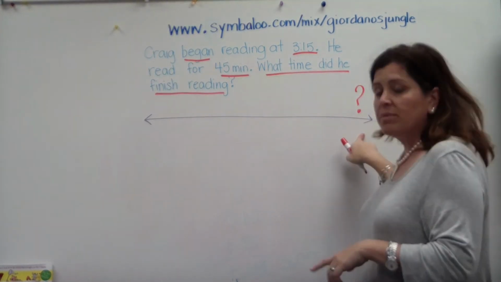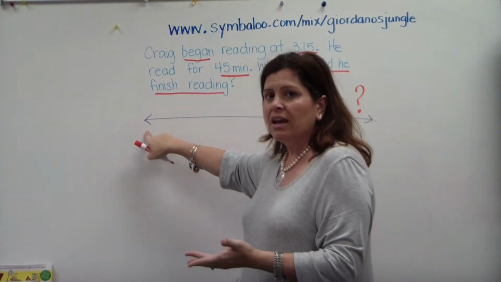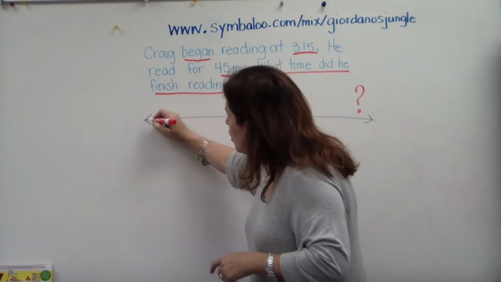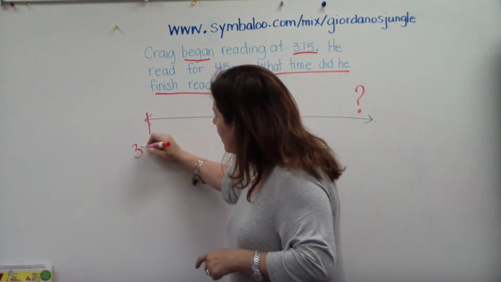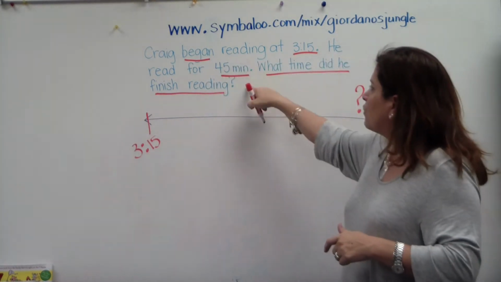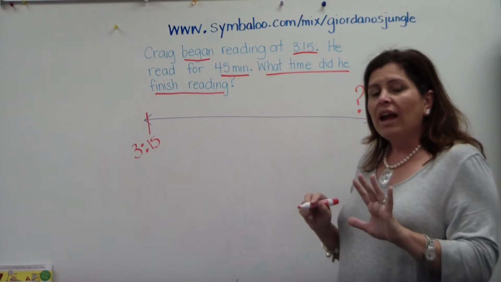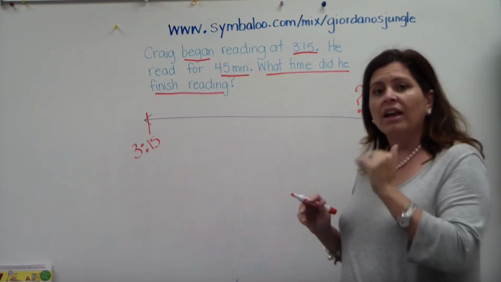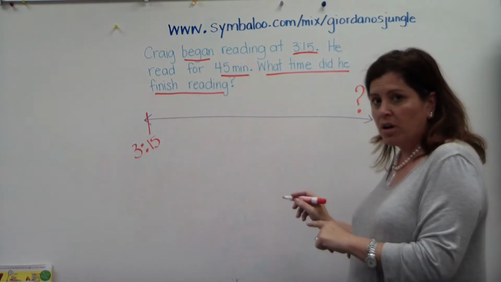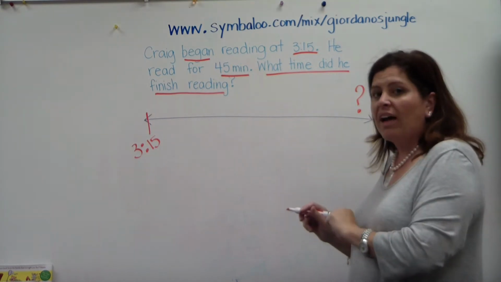And remember, our stop time is going to be at the end of our number line. Our start time is going to be the beginning of our number line. And in this problem, 3:15 is our start time. So I'm going to put that time interval, and I'm going to write 3:15. Okay? We know he read for 45 minutes. We also know that on a clock, every number on a clock is in a 5-minute interval. So we're going to take that and apply that to our number line by doing jumps. And every jump is going to be worth 5 minutes.